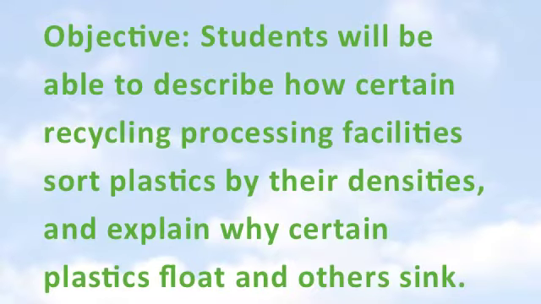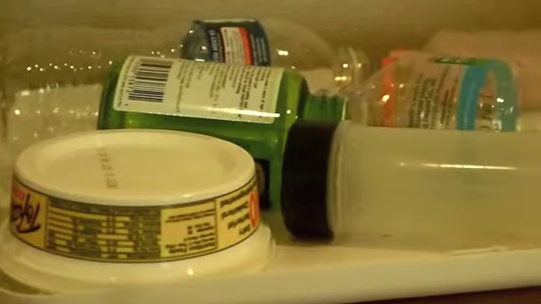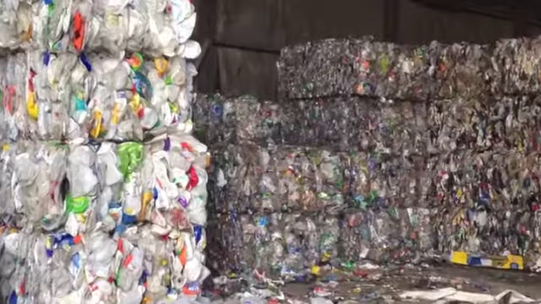After this activity, students will be able to describe how certain recycling processing facilities sort plastics by their densities and explain why certain plastics float and why others sink. To complete this activity, you will need a collection of plastic items displaying the recycling symbol, as well as samples of washed and unwashed flake. Flake is broken down material from recycled plastic bottles.